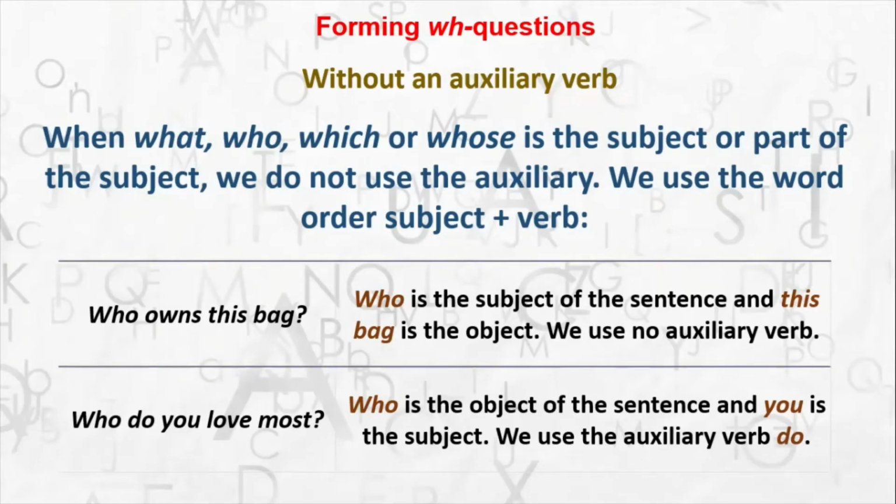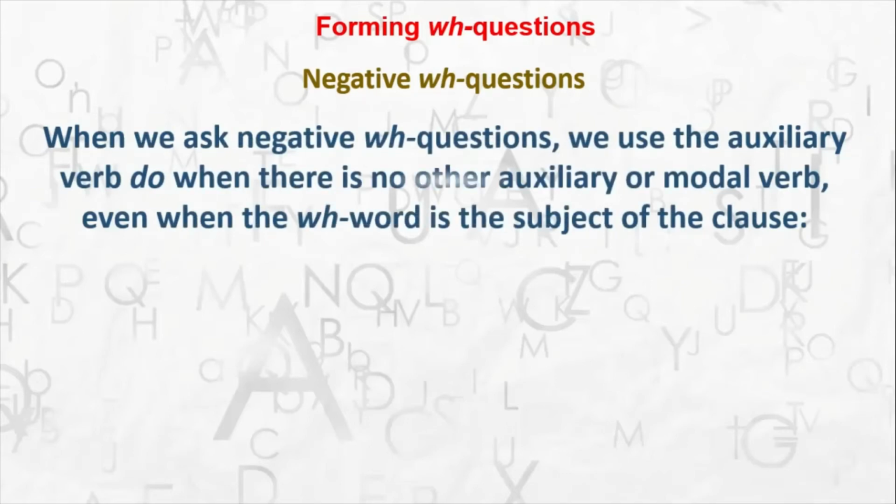Moving on, let's see the next way in which you can form the WH questions. That is, we can also form negative questions using the WH question words. How? Here we go. When we ask negative WH questions, we use the auxiliary verb do when there is no other auxiliary or modal verb, even when the WH word is the subject of the clause. So in a negative question, we make use of the auxiliary verb do in its negative form, even if the WH word is part of the subject.